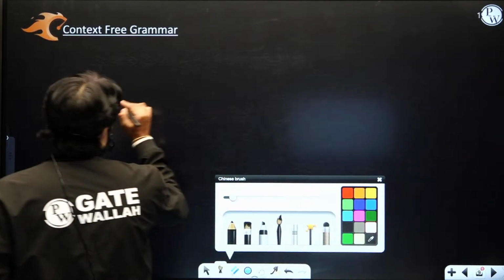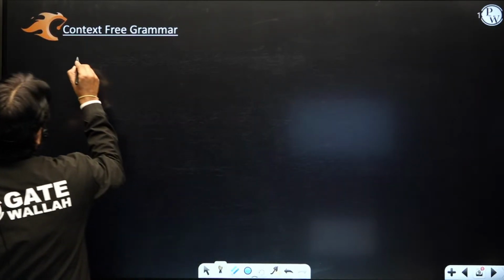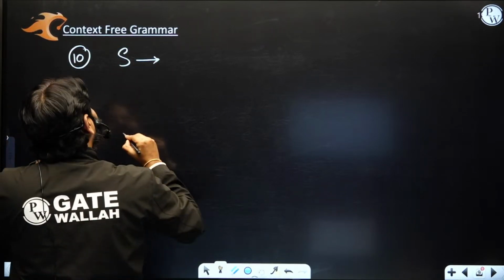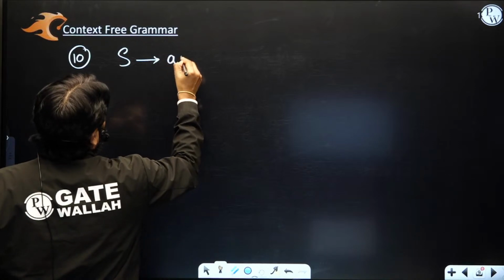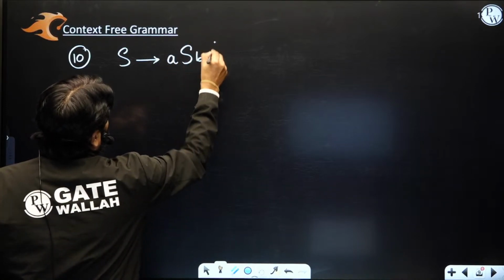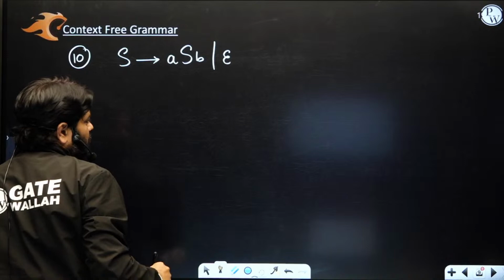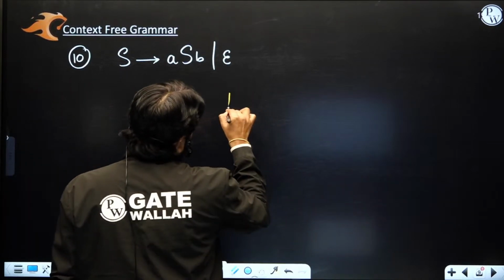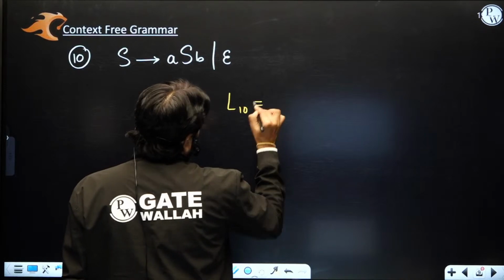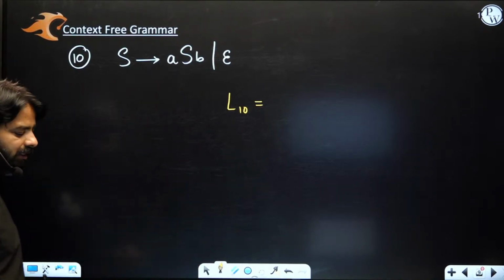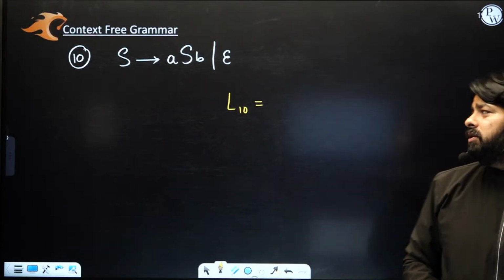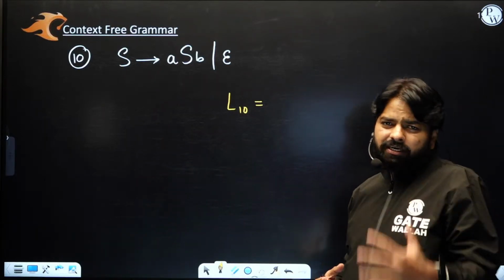Now we are going to start a new example, that is S derives A S B or epsilon. What is the language generated by this grammar? Can you guess? When you look at it the first time, focus on the strings. What kind of strings can it generate?